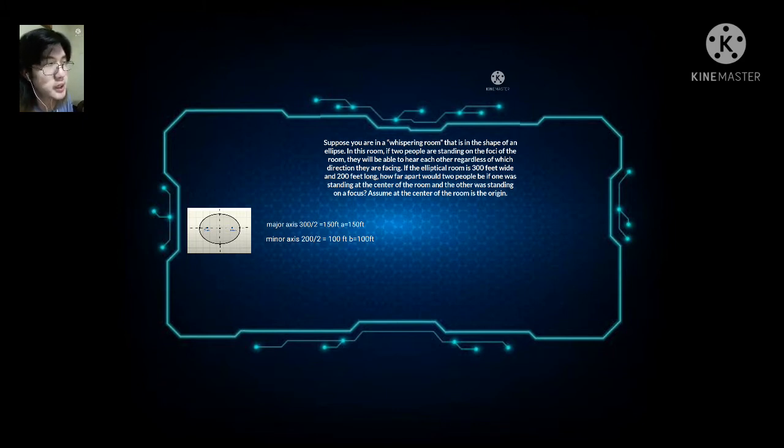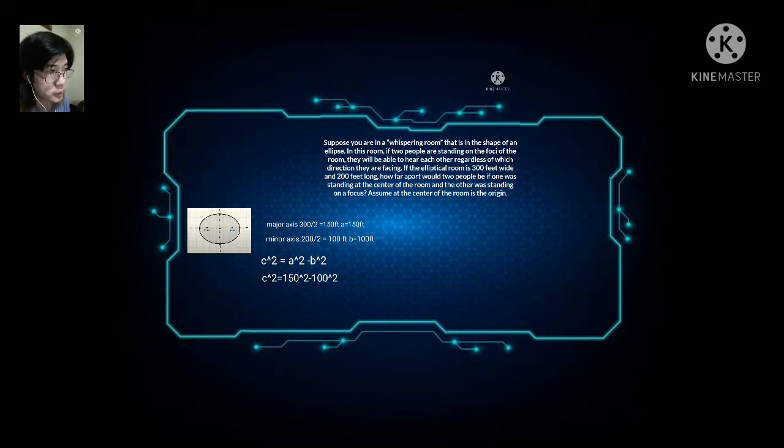So, in the standard form C squared equals A squared minus B squared, we are going to substitute the A term, which is 150 feet, and the B term, which is 100 feet. So the equation will be C squared equals 150 squared minus 100 squared.